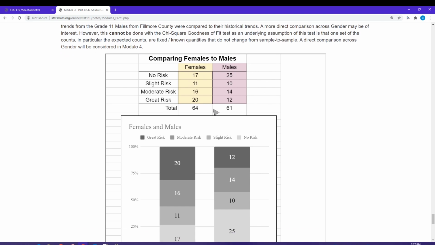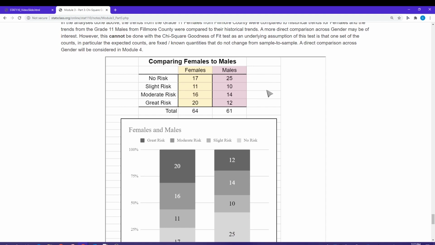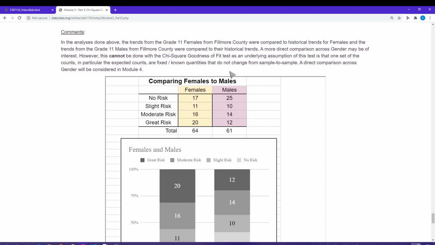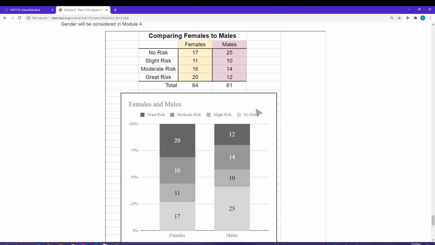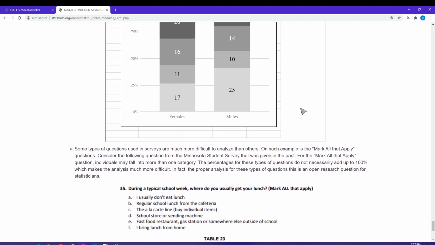We will learn more about this in Module 4. This type of test here, where I have more than one set of observed counts, is called a chi-square test of independence. And that is what will be considered in Module 4. So we cannot do this test here using a chi-square goodness of fit test.